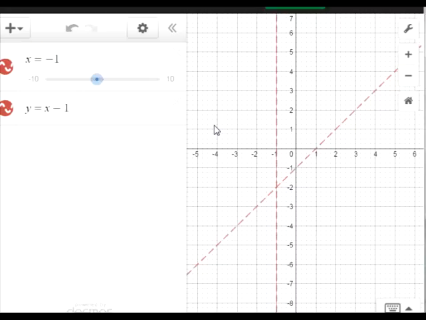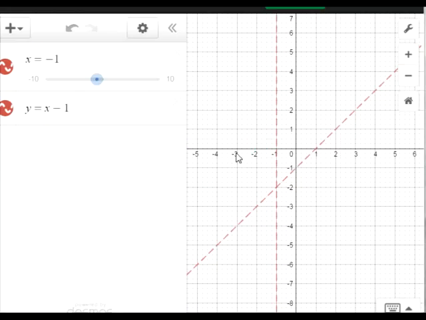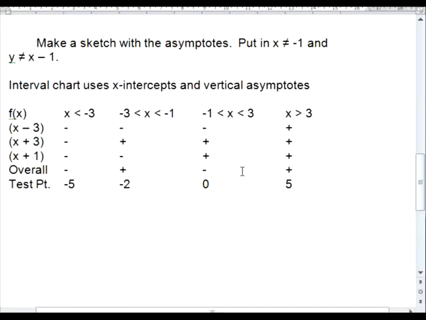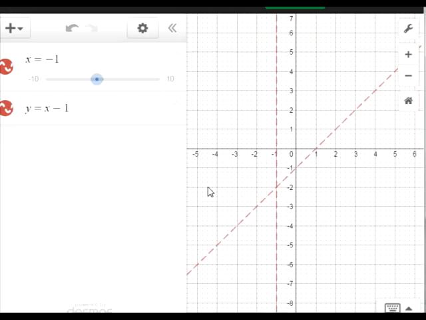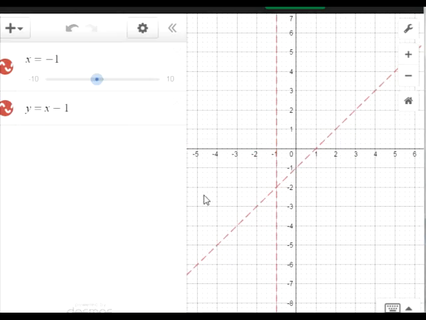Okay, so all I know here then is that less than negative 3 is going to be a negative value. Now the problem is, is it going to be above or below the 0? Well, we don't know. Between negative 3 and negative 1 is going to be positive. So it looks like probably it's going to go something like this. That's what I'm guessing. It's going to go through negative 3. It's going to look probably something like this.